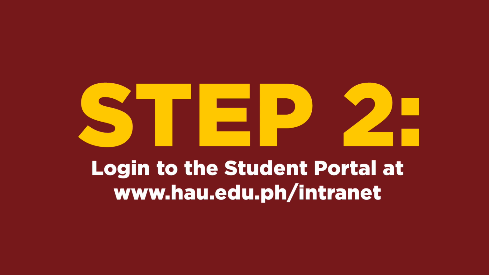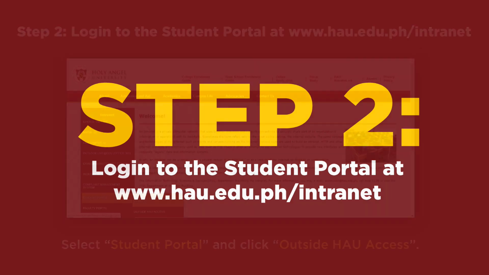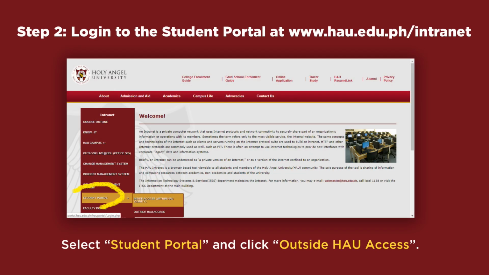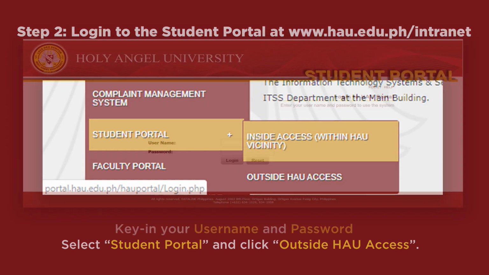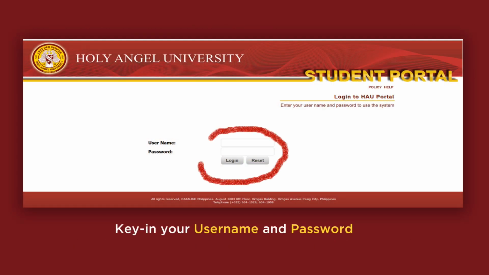Step 2. Once cleared for payment, go to www.hau.edu.ph/internet and click on the student portal outside access. Key in your username and password.